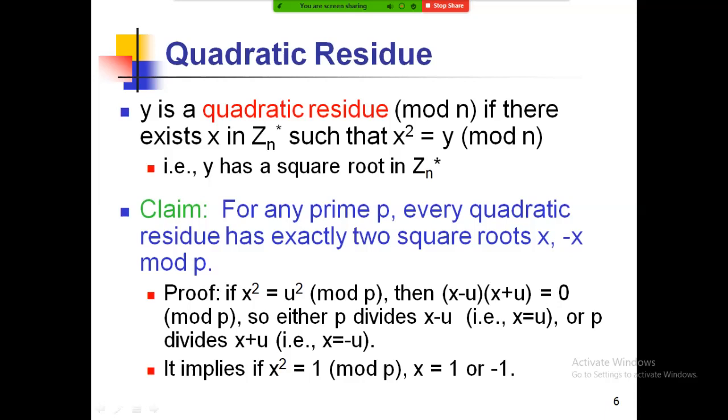Therefore, it has exactly two square roots. One is x and another one is minus x. That is, x is equal to u is one root and another root is x is equal to minus u. That's all. So every quadratic residue has exactly two square roots, one is x and another one is minus x mod p. Next. So from this, what can I say? If x square is congruent to 1 mod p, then x value will be either 1 or minus 1.